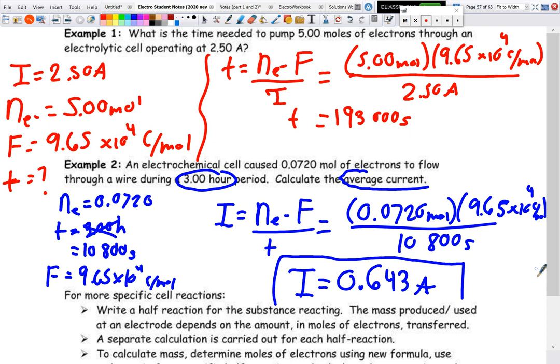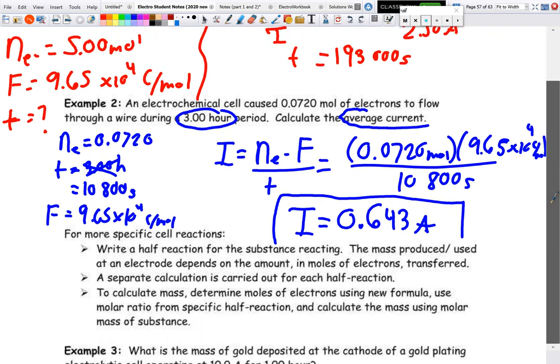So of course, all this is just showing you how you can solve for time, you can solve for current, or even the number of moles of electrons. Now for the most part, this is just going to be one of the calculations tossed inside of a bigger stoichiometry problem. It's not too often you see ones like this.